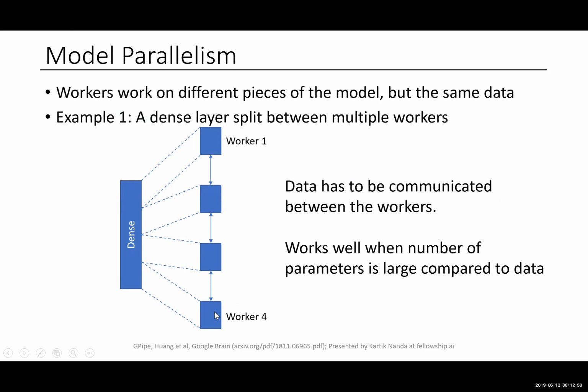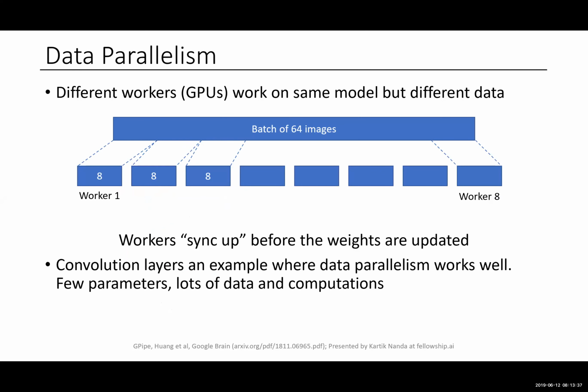Now, it's pretty obvious that these workers will have to communicate between themselves. Worker 1 needs data from worker 2, worker 3 and worker 4, and so on, because this is a fully connected layer. So there's a lot of communication between the workers. This scheme works well when the number of parameters is large compared to the data. We're splitting the parameters between the workers, but the data is all the same. Whereas in data parallelism, every worker has the same set of parameters, but the data is split up.